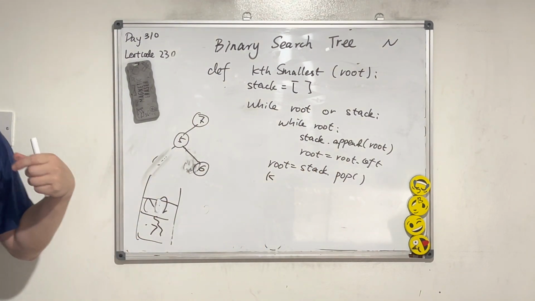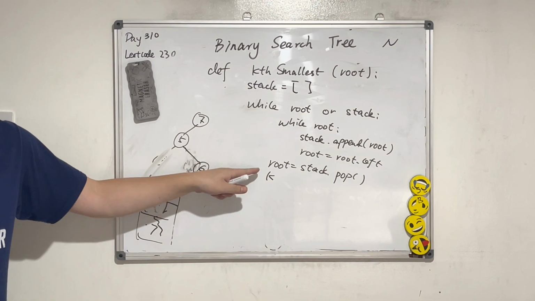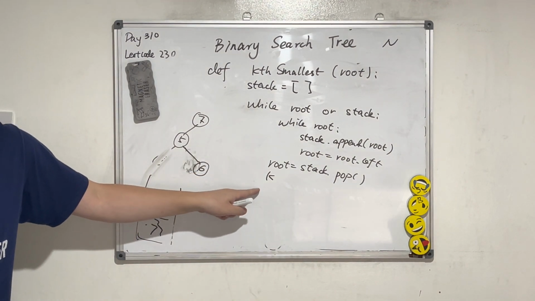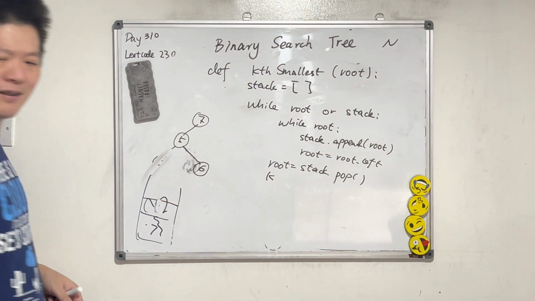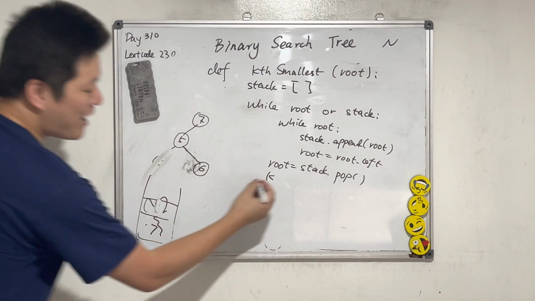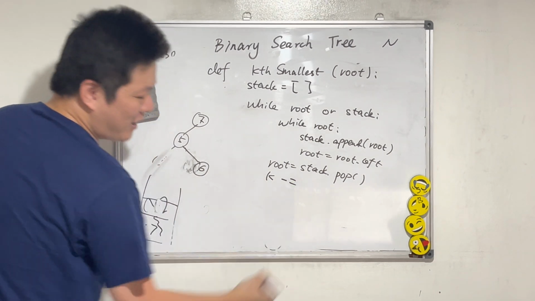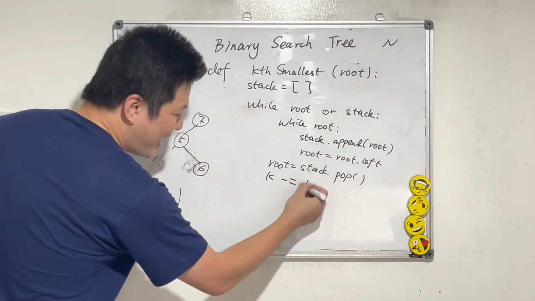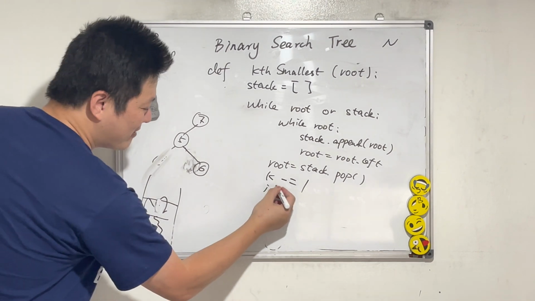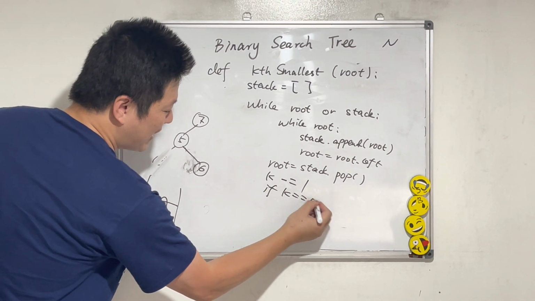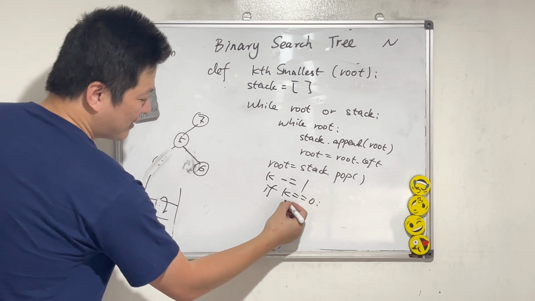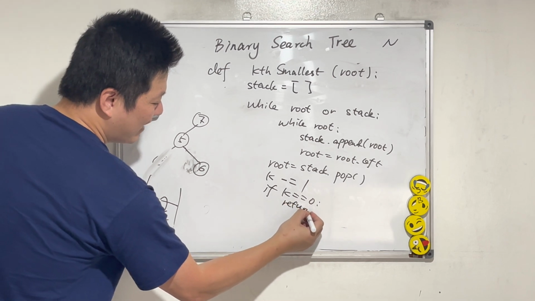Now we take it out. So K is the number. We want to make it reduce to 0. So what do we do with the K? K minus equal what? 1. We take 1 out, right? And then we need to check if K equals 0. If K equals 0, what does it mean? That's the number we want to find. So we return the value, yeah?